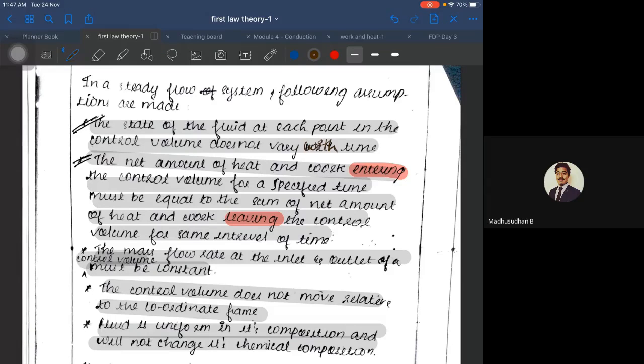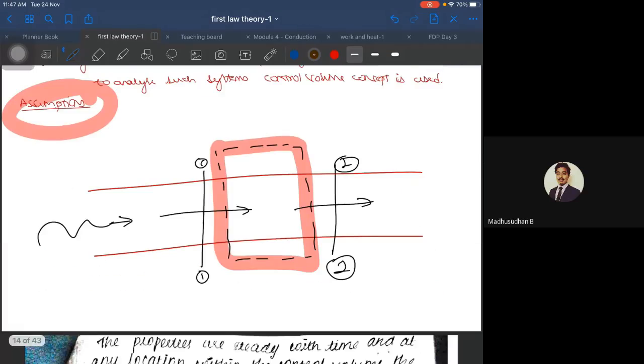Second assumption, Pritesh. Net amount of heat and work entering the control volume for a specified unit time must be equal to the sum of net amount of the heat and work leaving the control volume for the same interval of time. So what does it mean?